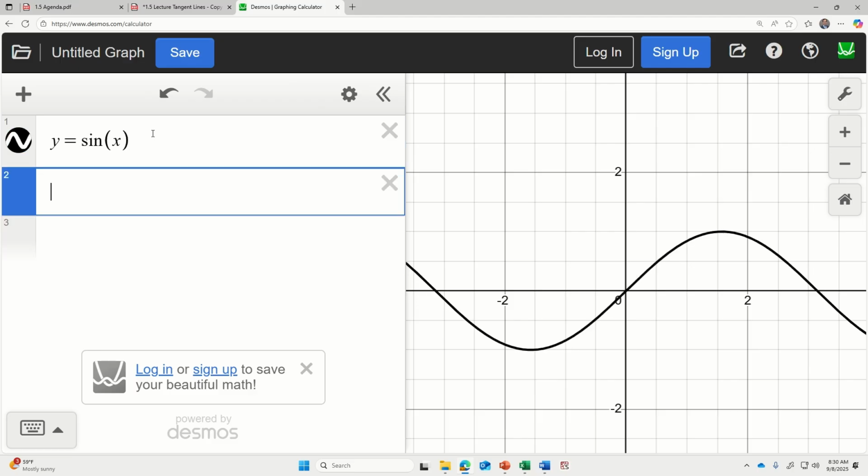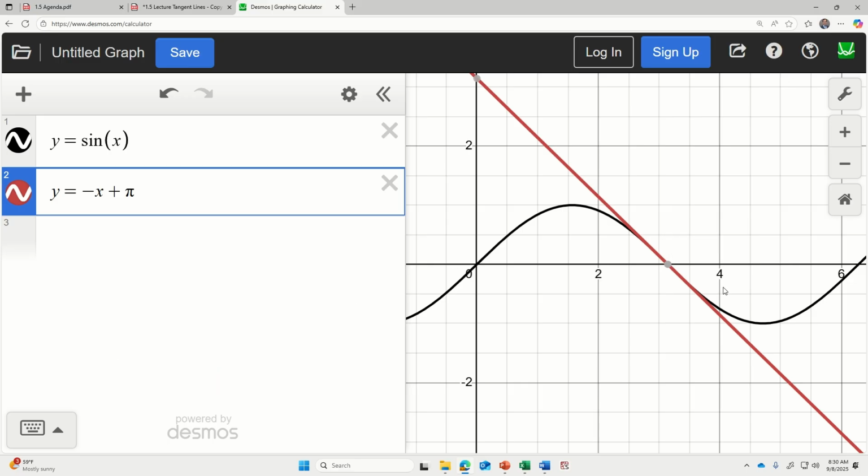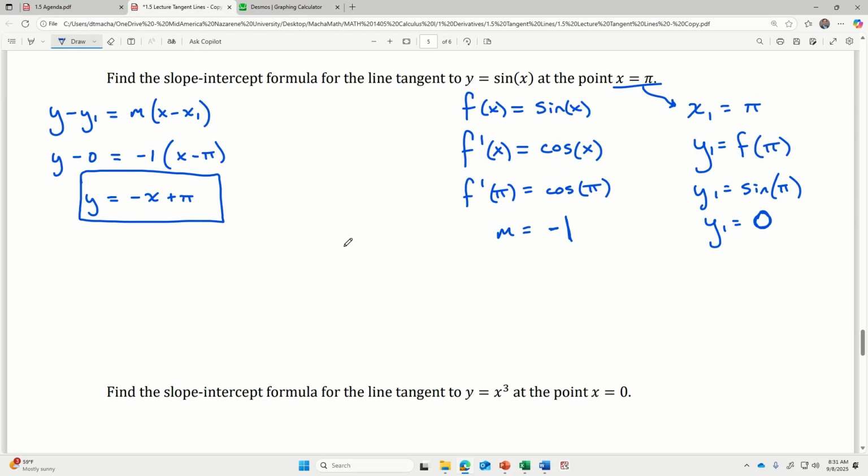I have my original function y equals sine of x. And then I just type in the tangent line I found. And you should be able to just visually confirm that that's a tangent line. There's not a lot you have to do. You can tell that it intersects at the point where x is equal to pi and y is equal to 0. There's some round off error going on here. That's why it's not exactly 0, but it should be exactly 0, right? Because calculators have to round numbers. And so that looks right. Are there any questions about how we did this one? Super simple? Okay.